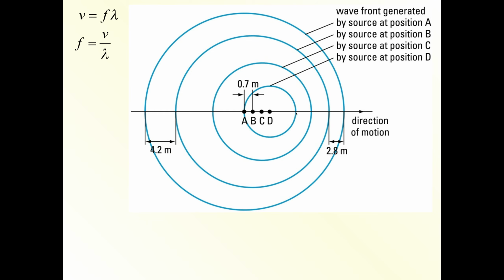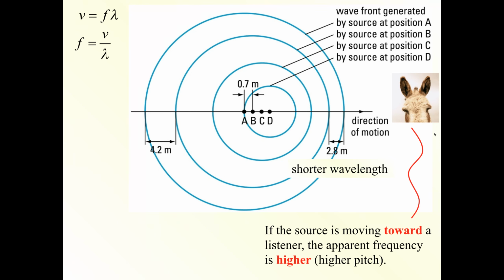Okay, and just kind of showing what's happening here. So again, it starts here as it moves forward. Okay, the direction of movement's this way. Our wavelengths get smaller. Okay, and then our shorter wavelengths change our frequency and so on. So if the source is moving towards a listener, the apparent frequency is a higher pitch. Okay, because if we decrease our wavelength, our frequency is going to increase.